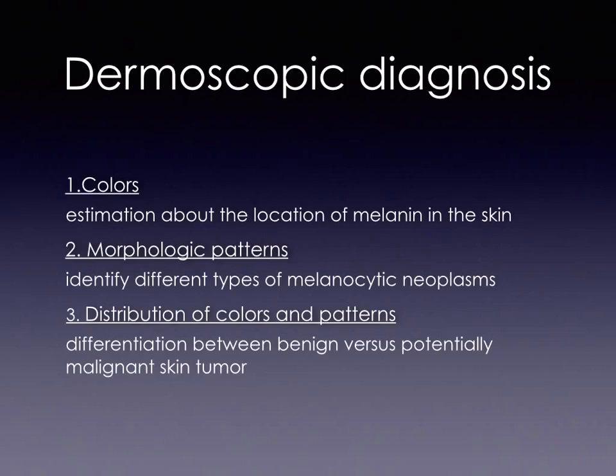The dermoscopic diagnosis of a given melanocytic lesion relies on the assessment of three main criteria: colors, which allow us estimations about the location of melanin in different levels of the skin; morphological patterns that allow us to identify different types of melanocytic tumors; and distribution of colors and patterns that allow us to differentiate between surely benign nevi from virtually potentially malignant skin tumors.